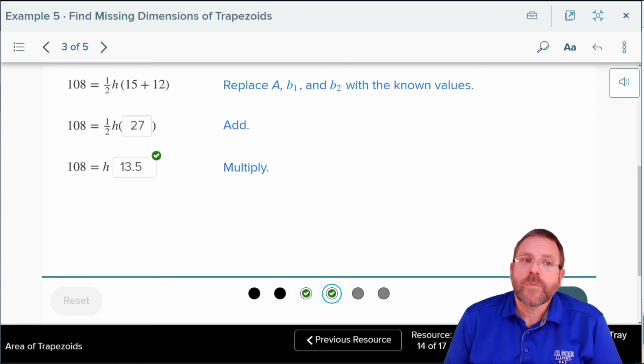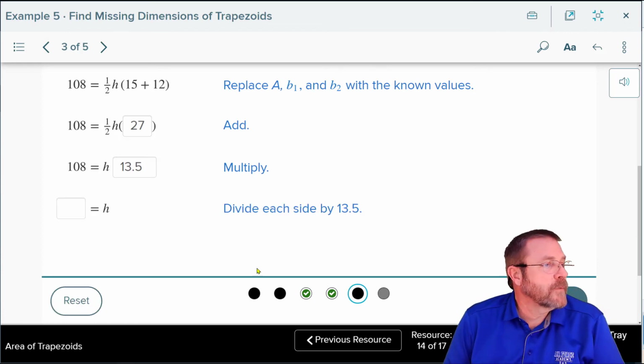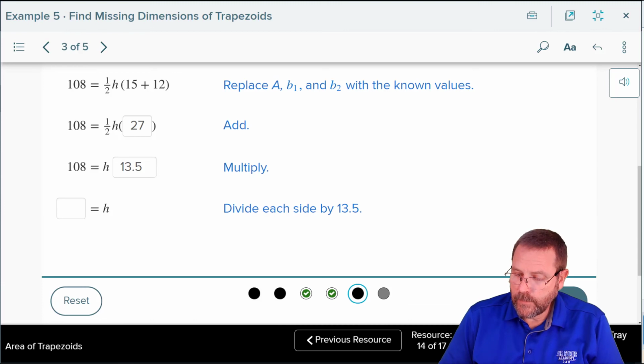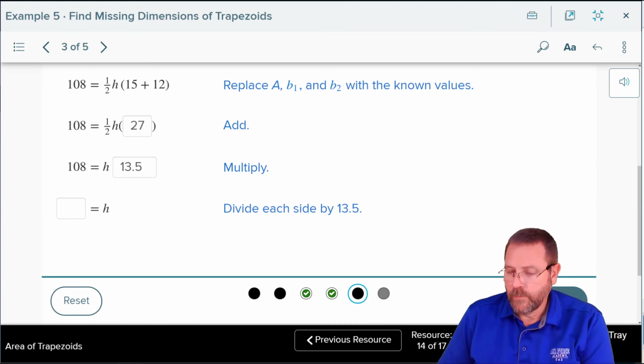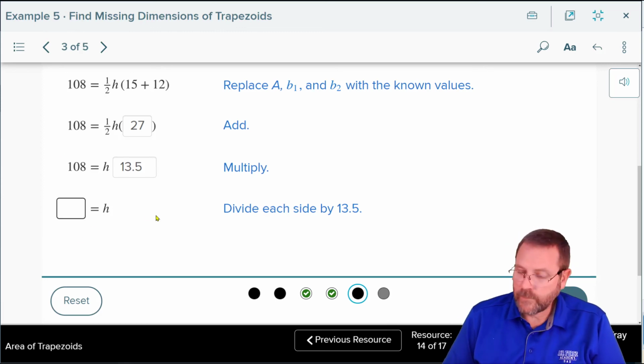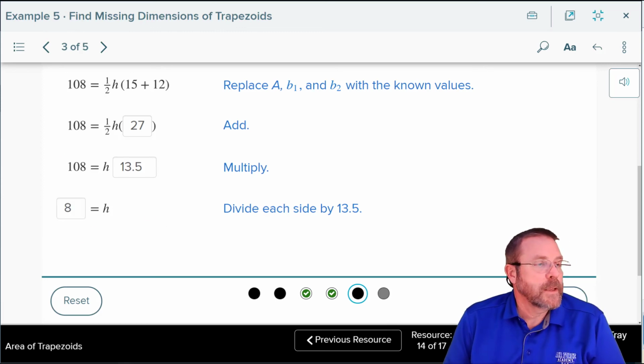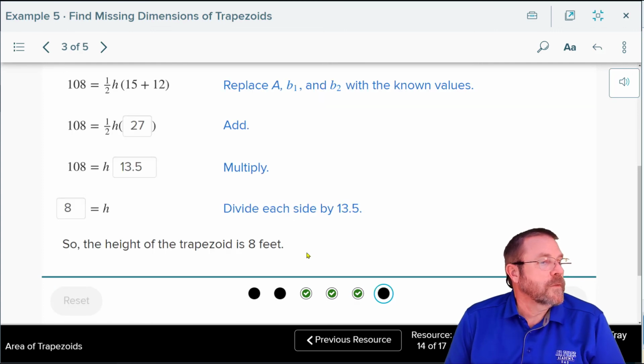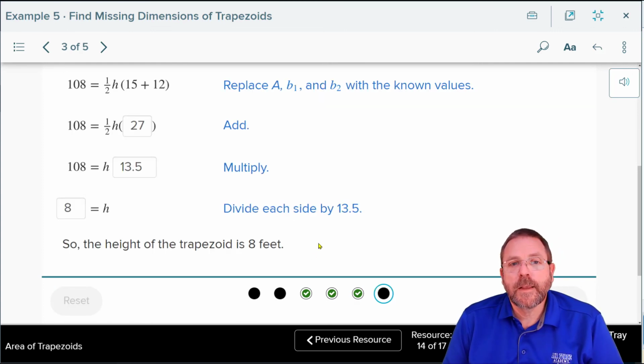And then from here, they're out of choices. You have to finish isolating that variable by dividing both sides by that 13.5. They should show where they're doing it, dividing 13.5 on each side, but alas, they didn't. When they do that, you're going to end up getting, let's see here, we had 108 divided by 13.5. Yes, I'm cheating, I know. And that's going to give us a final answer that says the height is going to be 8 units. So from there, you could say that the height of that trapezoid is going to be 8 feet.